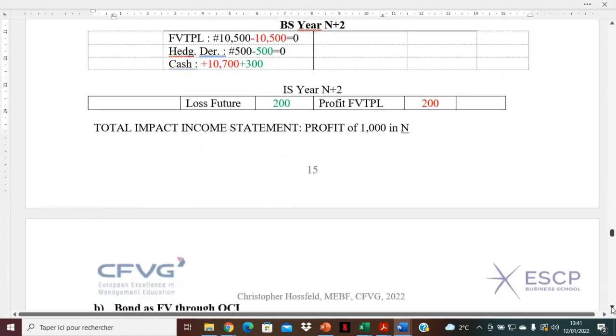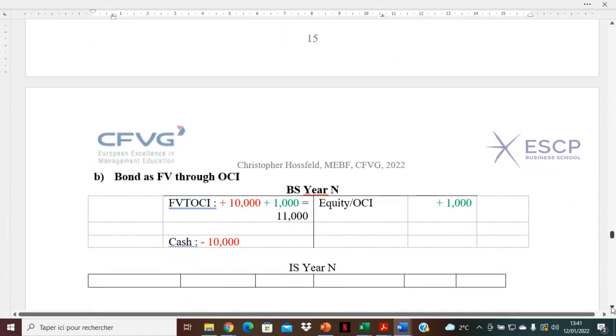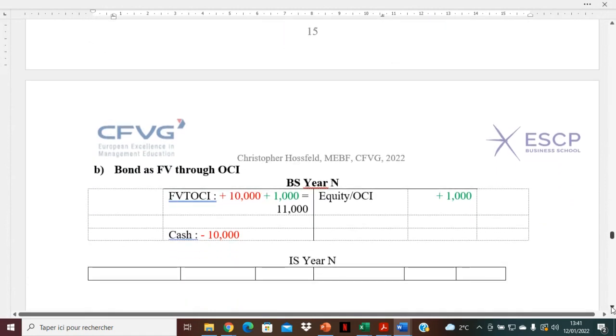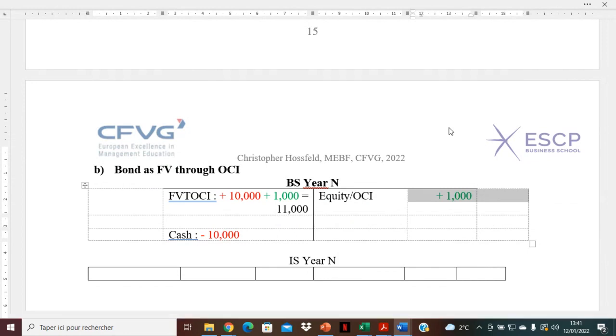So in the B part, the financial instruments are fair value through OCI. That corresponds basically to what we had in our slides. So in year N, I will spend the 10,000 in cash and buy my financial instrument at fair value through OCI. At the end of the year, I need to revalue my position, but the gain is not in the income statement. The gain goes directly in OCI, as we can see here. In year N, we are not yet in a hedging relationship. So I have a gain of 1,000 in OCI.